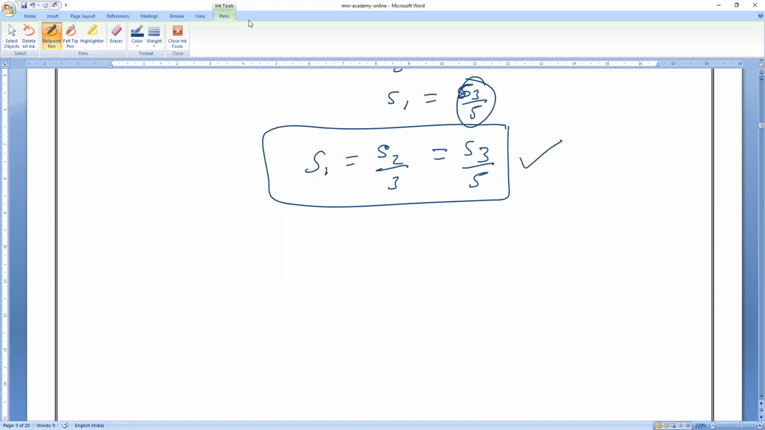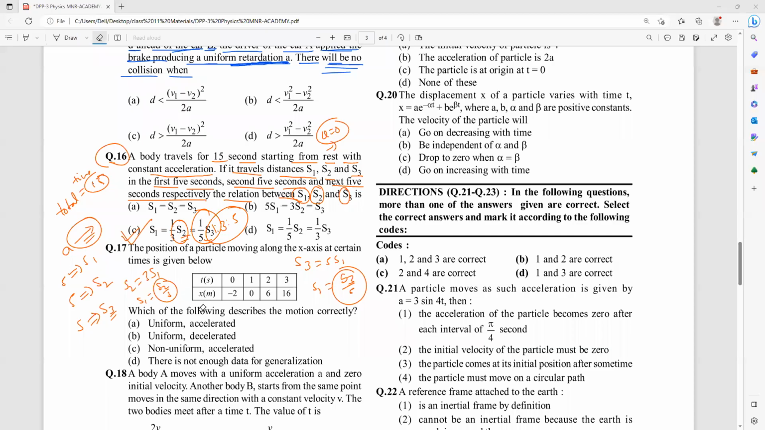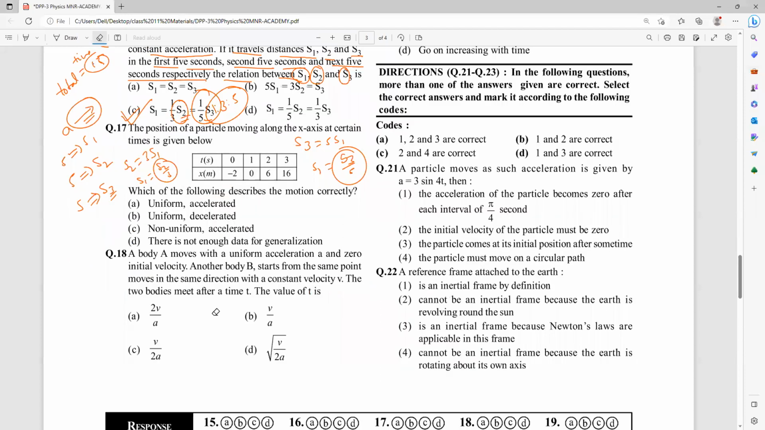Okay. So next question number 17. We'll try to finish it maximum in our class. Can you understand? Very simple question. So they have given the table, time versus displacement. They are asking that the position of a particle moving along the x-axis at certain times is given below. Which of the following describes the motion correctly? Either it is uniform acceleration, uniform deceleration, non-uniform acceleration, or there is not enough data for generalization. That is what they are asking.